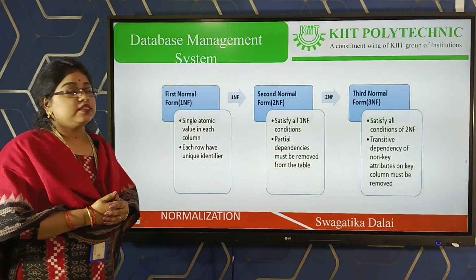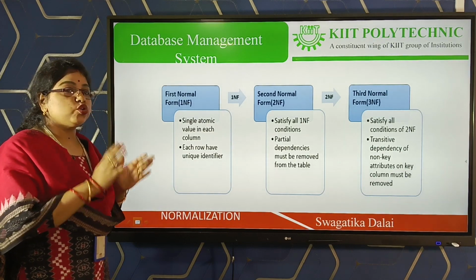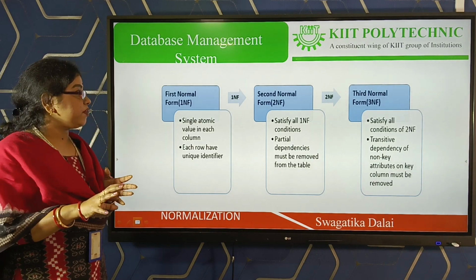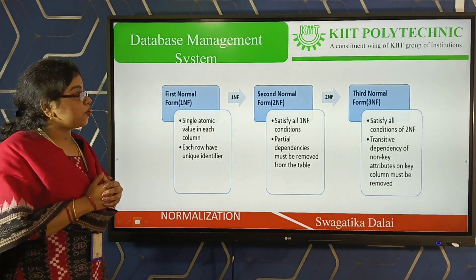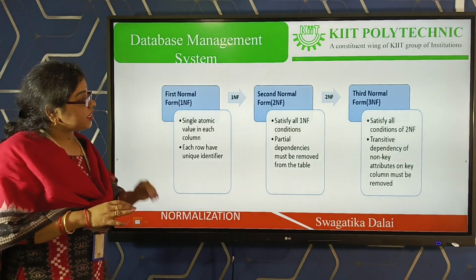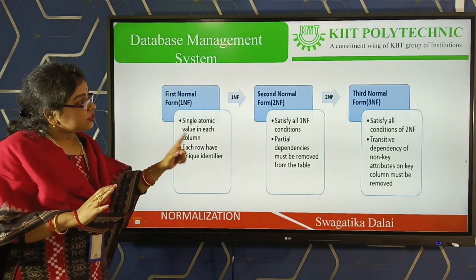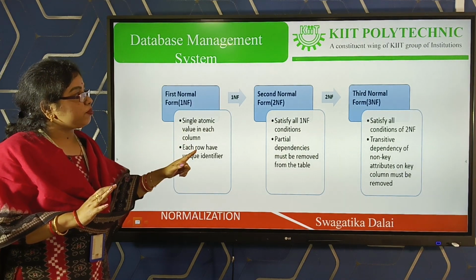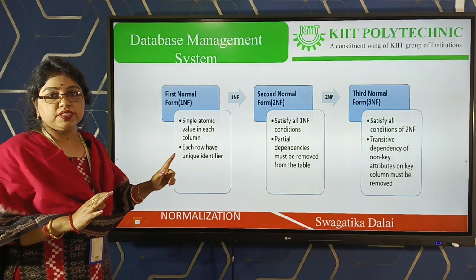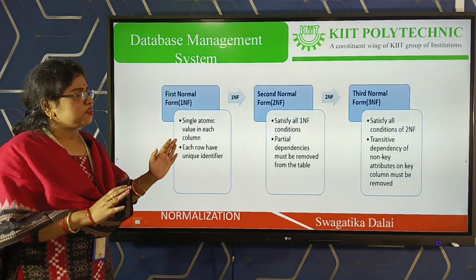So let me summarize. In first normal form, each value should be atomic in nature, or each cell in the table contains an atomic value. In second normal form, what is the rule? The first rule is that the table must be in 1NF, and the second rule is that no partial dependency is present. In third normal form, it satisfies all the conditions of 2NF and no transitive dependency occurs here. This is all about 1NF, 2NF and 3NF.